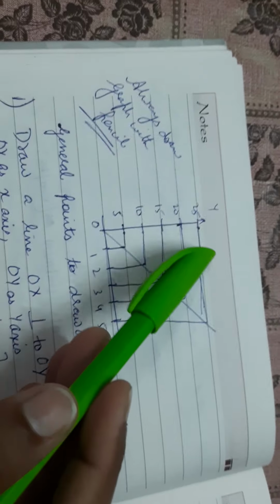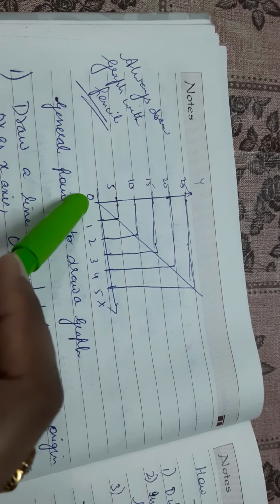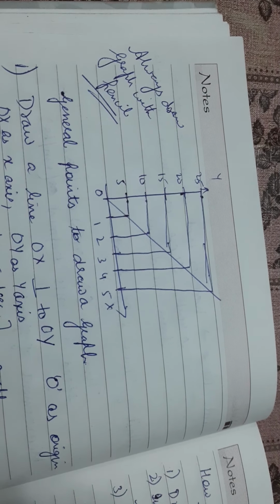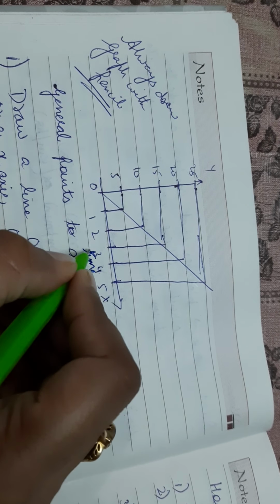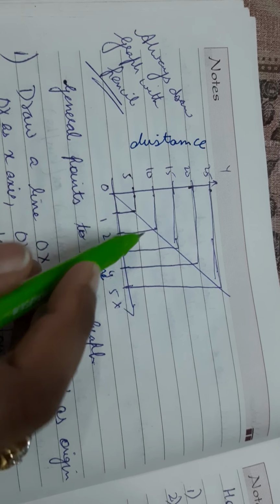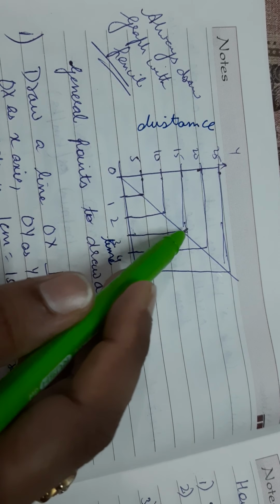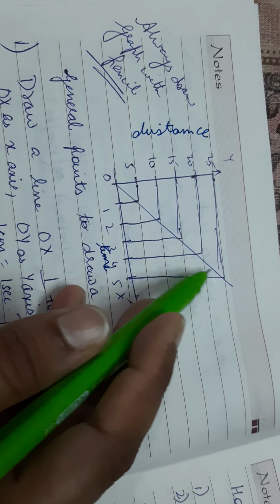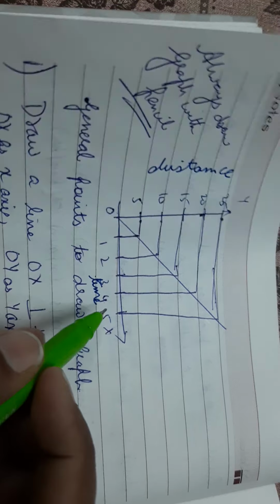So what will happen in this case? I have taken this graph. This is my x coordinate and this is my y coordinate. On my x coordinate I have taken the time, and here I will write that this is the time, and on my y coordinate I have taken distance. So for 1 it was 5, 2 it was 10, 3 it was 15, 4 it was 20, 5 it was 25. Then I have joined all these points and joined it with the origin. This is how we make a distance time graph.